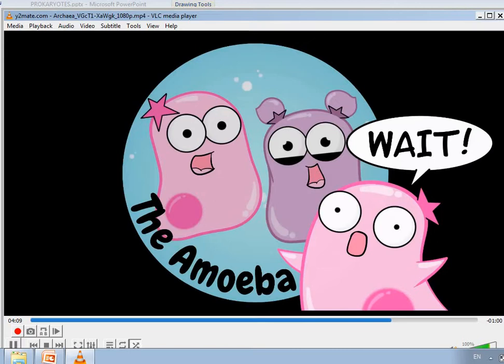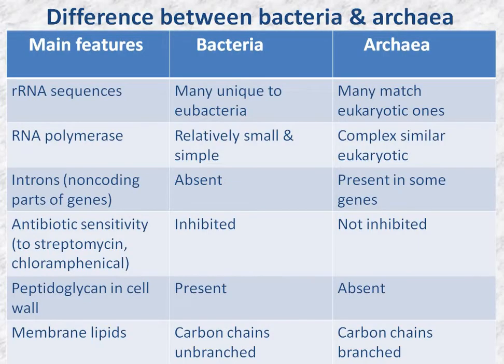Before we go, I want to mention my very favorite. Now the difference between bacteria and archaea. As we already have discussed, the major differences are in the ribosomal RNA sequence that is unique in bacteria. In case of archaea, although it is quite similar to bacteria, some of the ribosomal RNA sequence also matches the eukaryotic ribosomal RNA sequence.